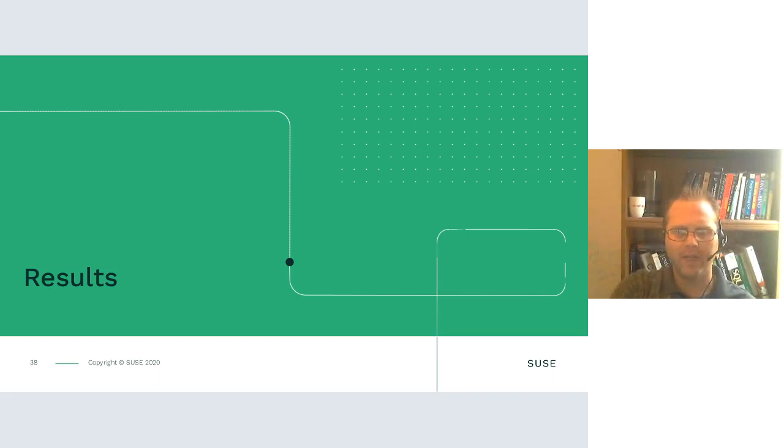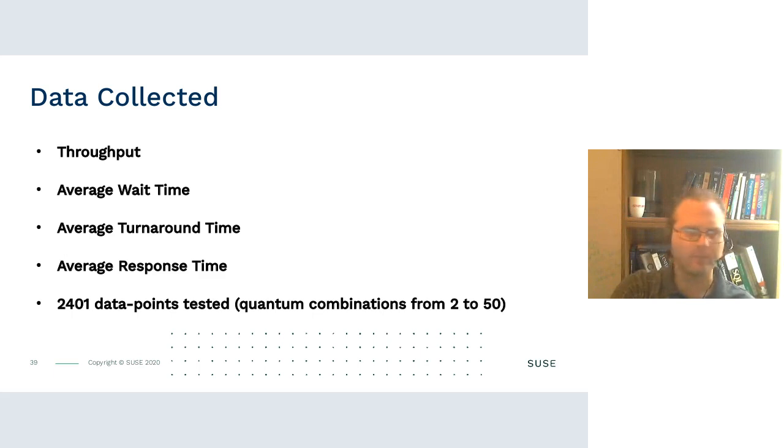I monitored multiple data points during the stress testing. Each test run executed 10 processes of random length and random burstiness against varying quantums. The data I collected was the throughput, the average waiting time, average turnaround time, and average response time. I collected about 2,400 data points.